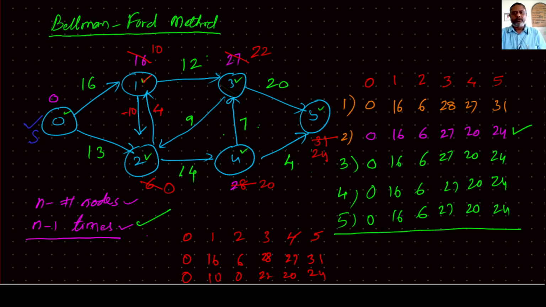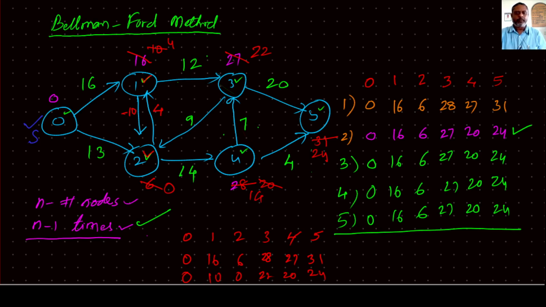What next? 0, 10, 20, 22, 24. So 0 is the next one to look for. So 0 plus 4 is 4, better than 10. Good. Then 0 plus 14 is 14, better than 20. Good. Okay.